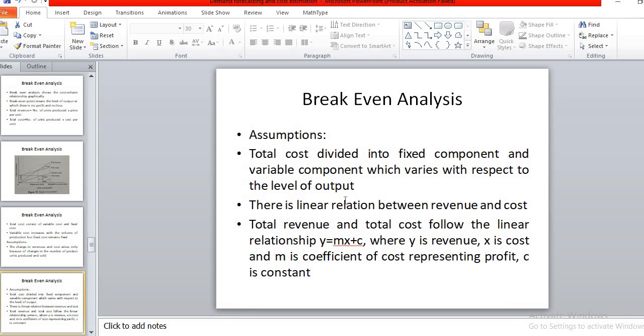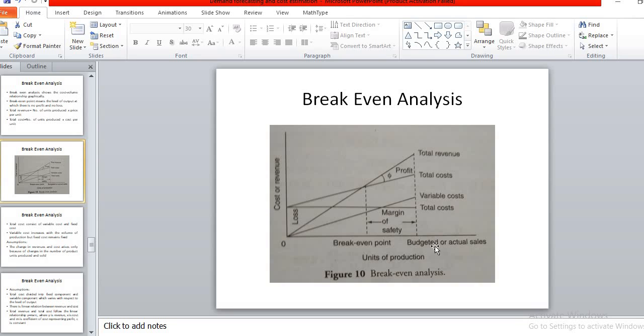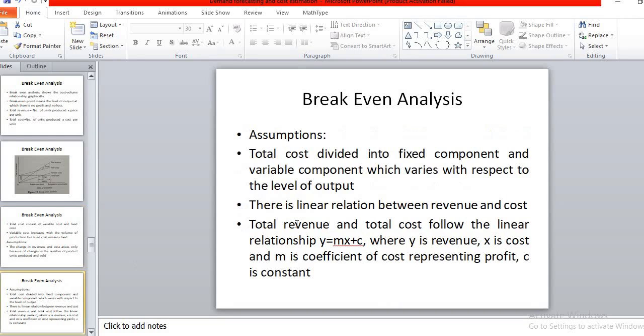Another assumption is that the total cost is divided into a fixed component and a variable component, and this varies with respect to the level of output. So the total cost varies with respect to sales or production.